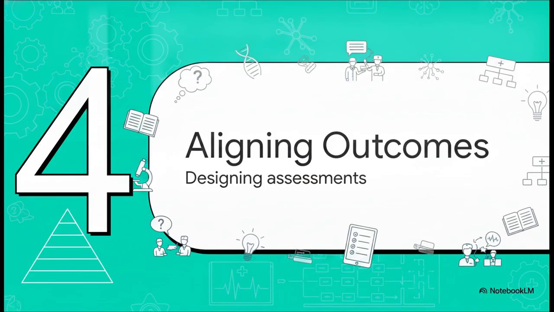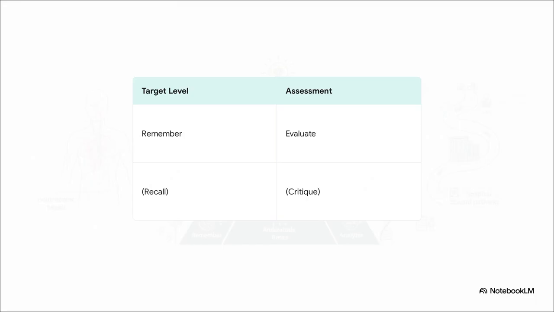Moving on to Part 4, aligning outcomes with assessments. Understanding this taxonomy isn't just for your own studying. It's absolutely vital if you're a junior educator designing teaching sessions for your peers. Before you teach, you have to identify exactly which level of thinking you're targeting.